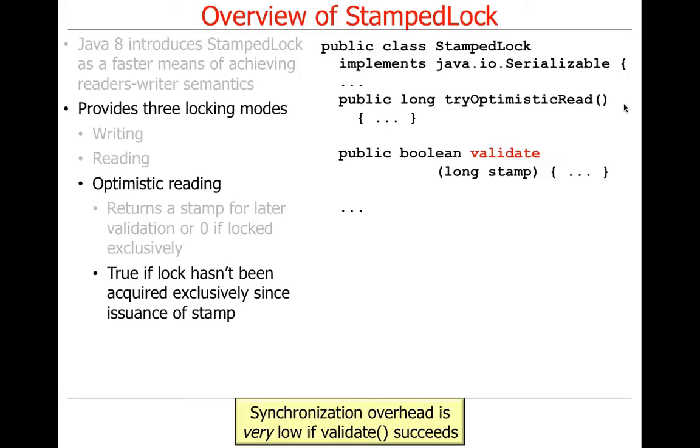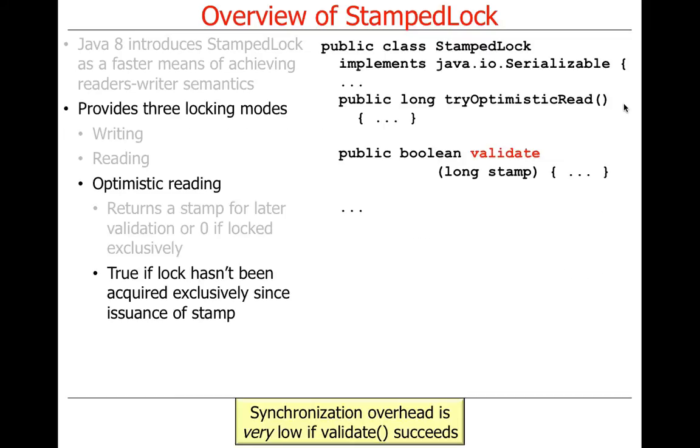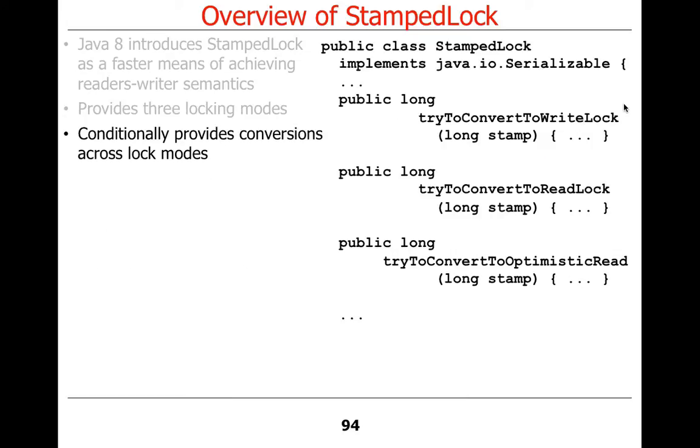So the good news here is if validate succeeds, synchronization overhead is really low because you didn't really do anything. You haven't grabbed a lock. You may have done a little cache stuff with cache lines, but you have not acquired a lock. So things are going to be very fast. Now, as you might anticipate when we get to the example where I show you the code for all this stuff, it's much more complicated than doing reentrant read-write locks. So there's a different set of patterns at play, or idioms. OK, so this is the real secret sauce of StampedLock: try optimistic read, and validate.